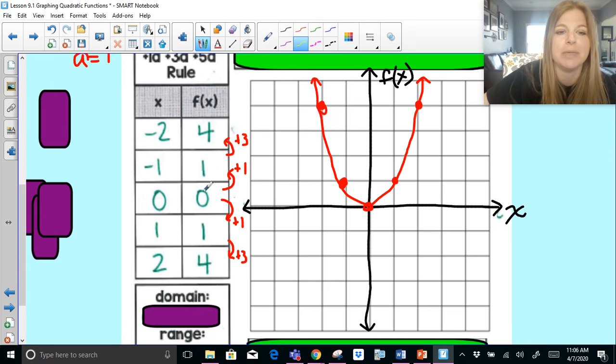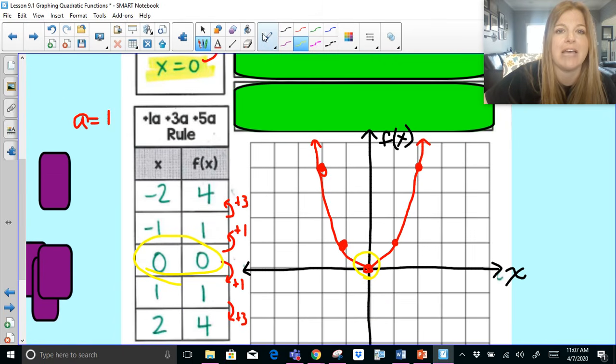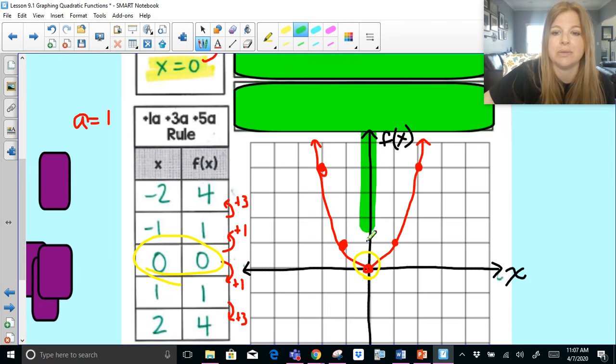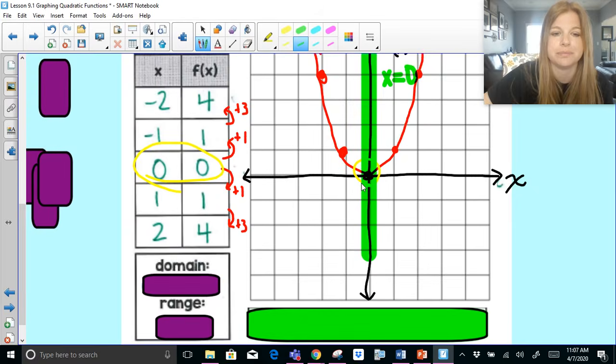Now notice, remember we said this was the vertex, 0, 0? Well, here it is. There's my vertex. Notice we said the axis of symmetry was x equals 0. If I highlight that line of x equals 0, it's right here. X equals 0, that's my line of symmetry. So I'm going to highlight that, x equals 0. So my vertex is at 0, 0. My axis of symmetry is x equals 0. That's the line that cuts my graph perfectly in half.